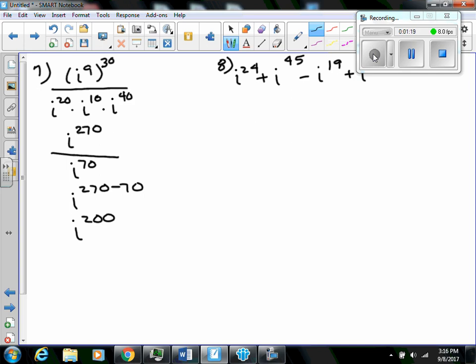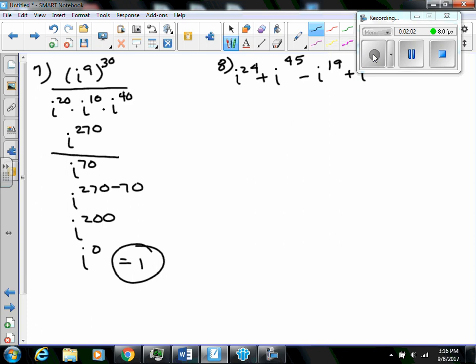Now at this point, you have to think back to when we started talking about the rules for i. Remember we said i is going to cycle around after every 4 numbers. So I told you that when you have i to the 200, nobody's going to work that all the way out. So what you do is you take your exponent and you divide it by 4. So 200 divided by 4 is 50. So 4 goes into 200 50 times and it leaves a remainder of 0. Well, that means i to the 200 is equivalent to i to the 0 power. And remember, anything to the 0 power is equal to 1. So your answer for number 7 is 1.